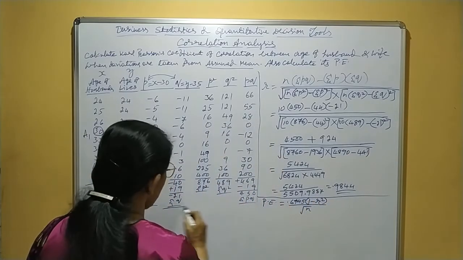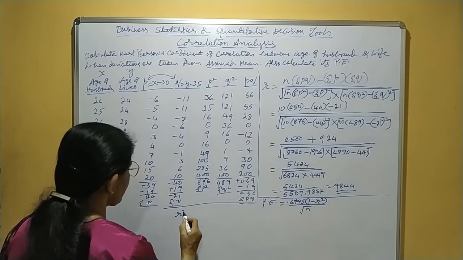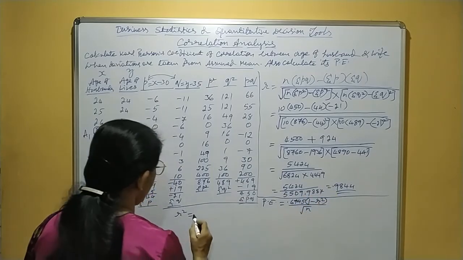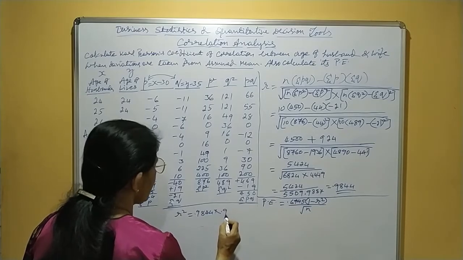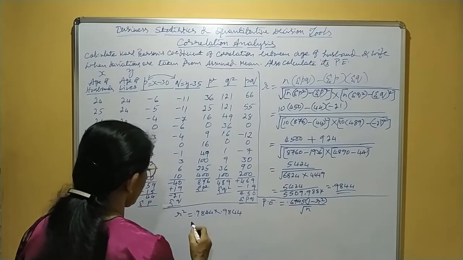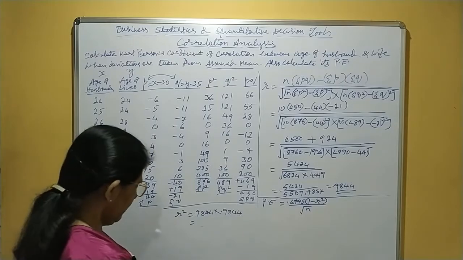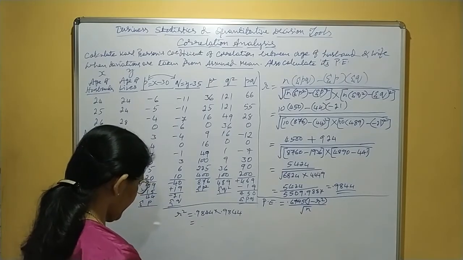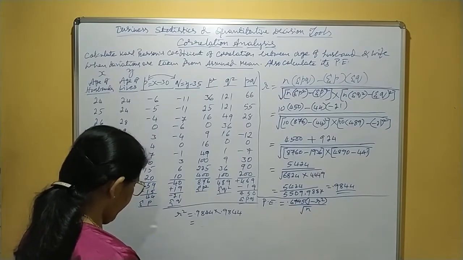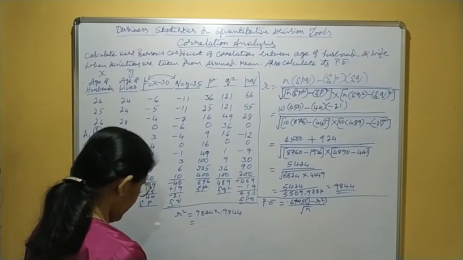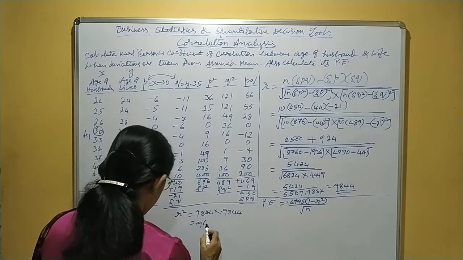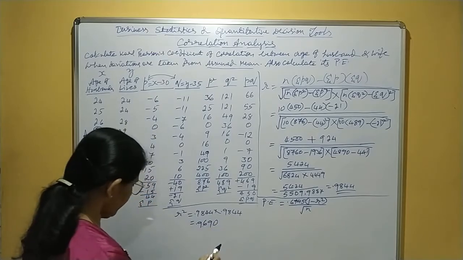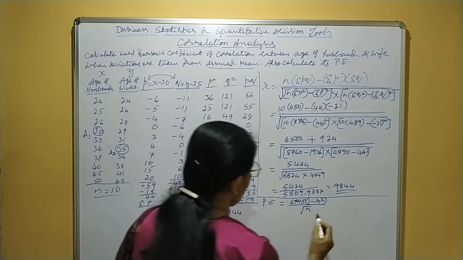Here first let us calculate r square. R square means r into r, that is 0.9844 into 0.9844, that is r square. It comes to 0.9690.